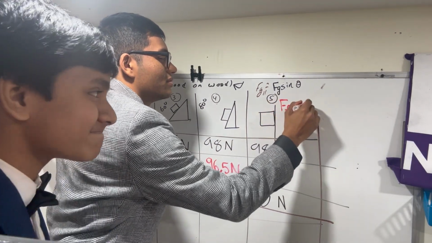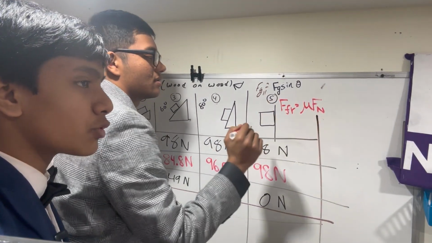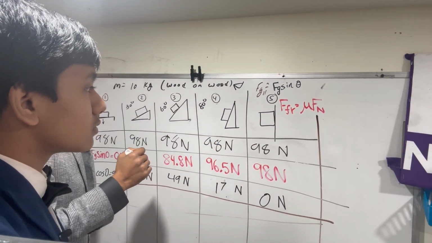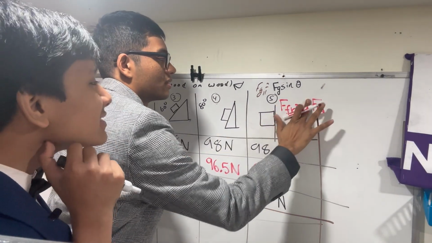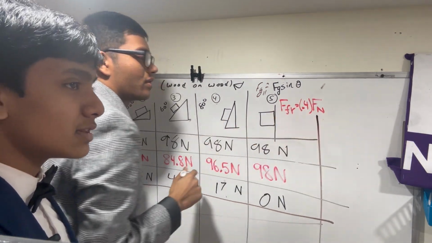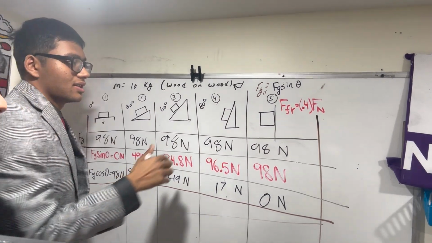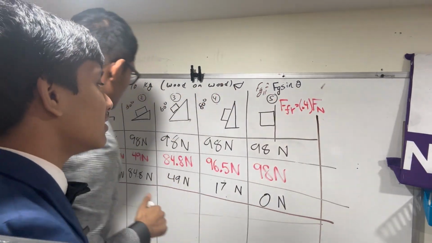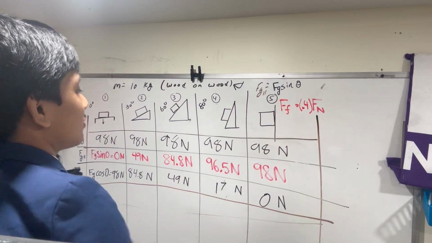Friction is mu F_n. What's mu for this? 0.4, because it's moving. We've been conditioned into saying mu when it's actually pronounced moo, like a cow. Oh, I see. Okay, 0.4 times the normal force. Why do you write the R?